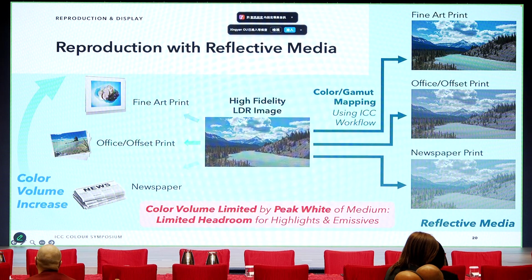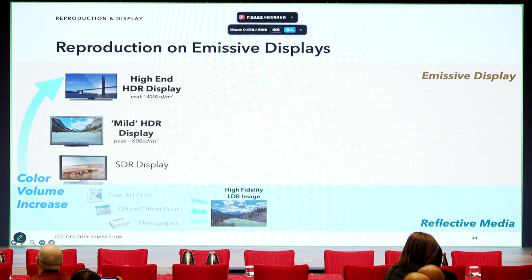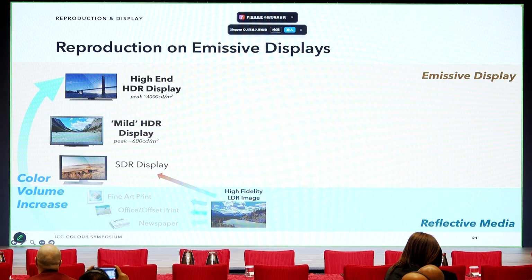So the color volume is limited, for example, by the peak white of the medium. Newsprint has a lower albedo reflectance than fine art print. So this is not necessarily the best if you want to replicate HDR or the fullest of HDR. Next slide. So now if we go towards emissive displays, we can actually do more.